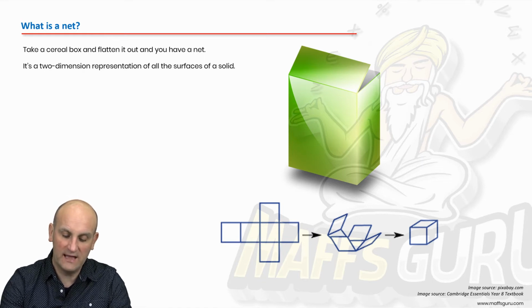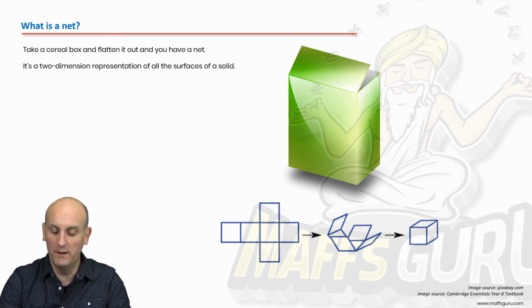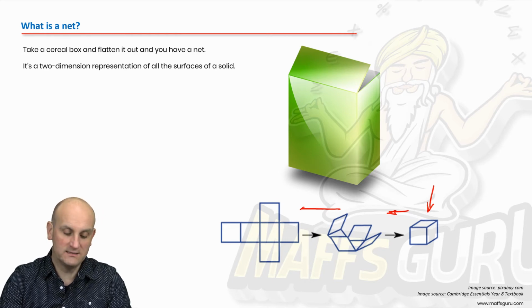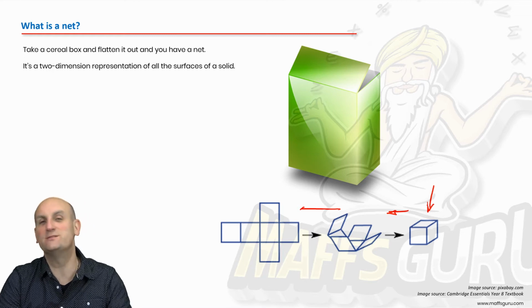So if I have an example here of a cube, if we go backwards and open it up, then the net of a cube is shown just here. Why? Because I can take this shape and turn it back into my cube. Now, yes, we need flaps and stuff.